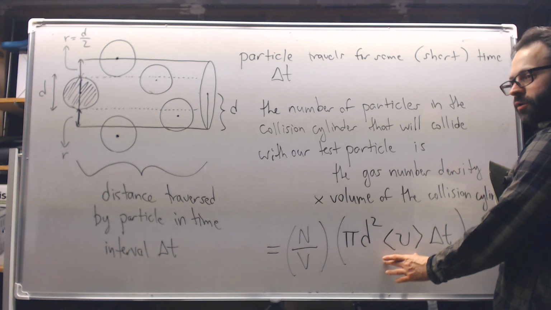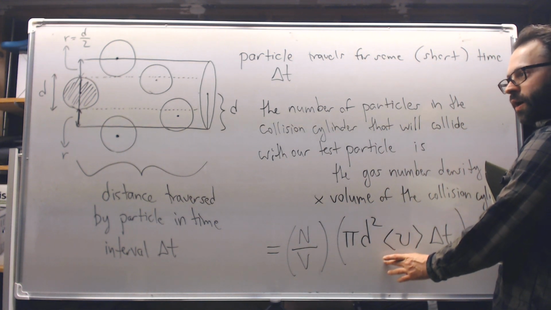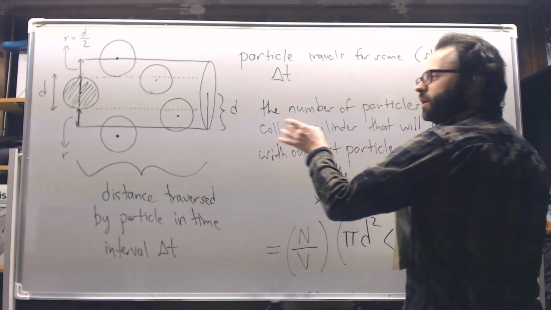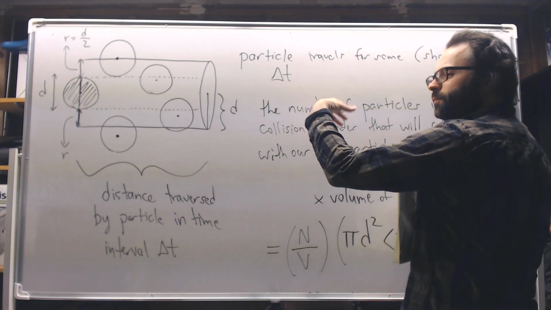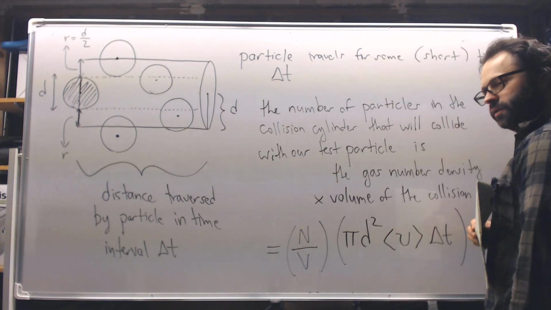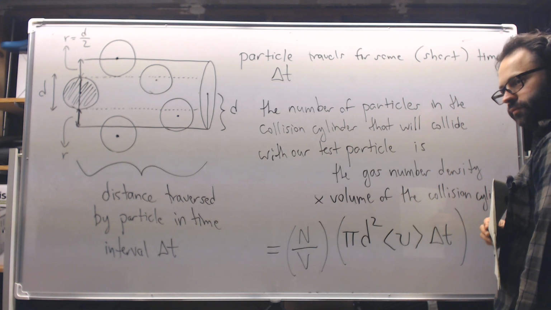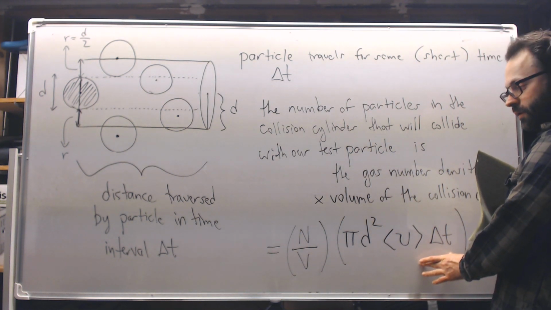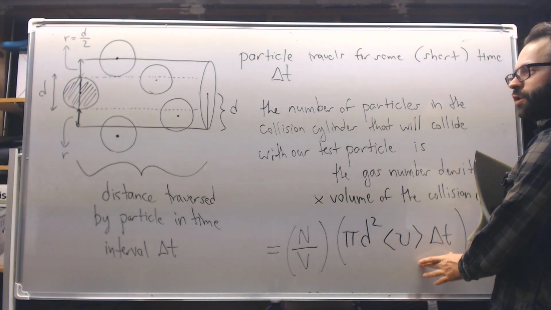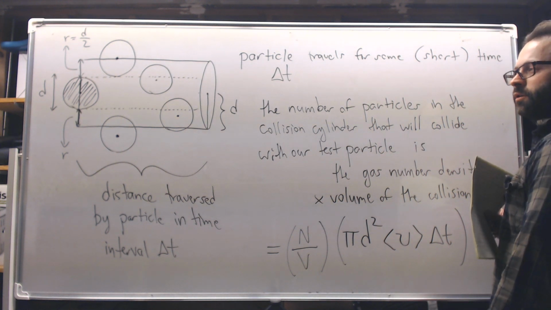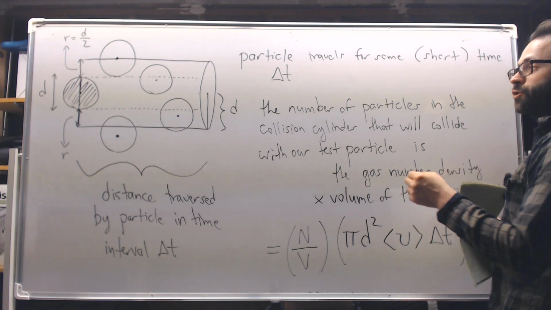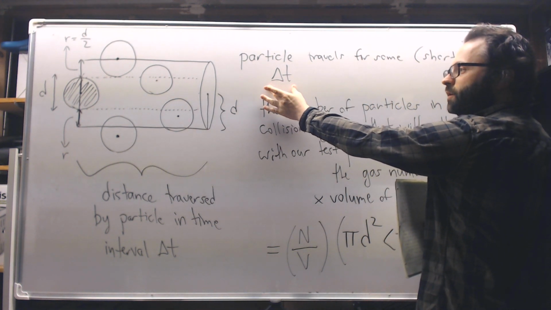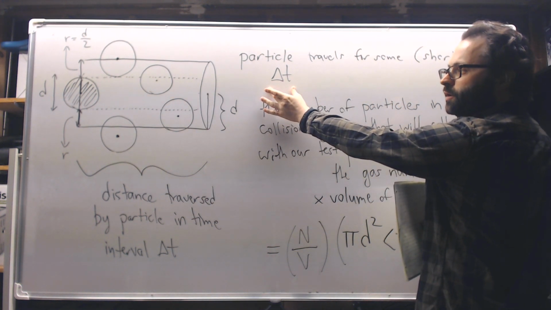The faster you're moving, the more collisions you'll suffer. Why? Because you will cover a larger length, and over the same unit of time, you will have expectedly more collisions. And of course, the longer you travel, the more collisions you expect to undergo in total. So this is the total number of collisions that the particle will undergo as it travels for this amount of time. But this amount of time is arbitrary.